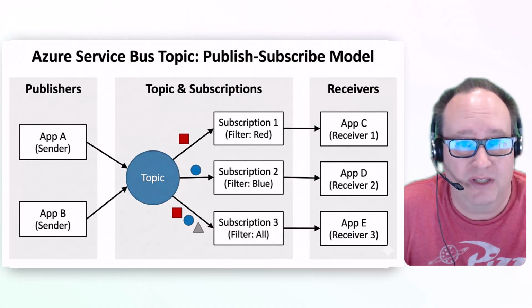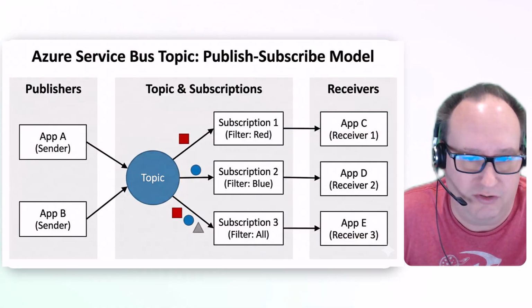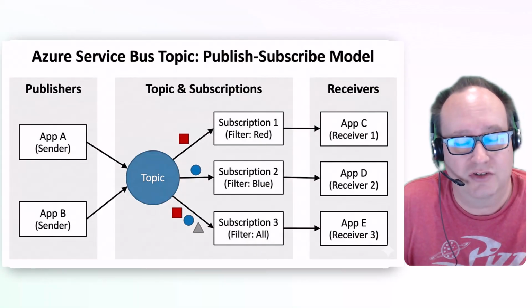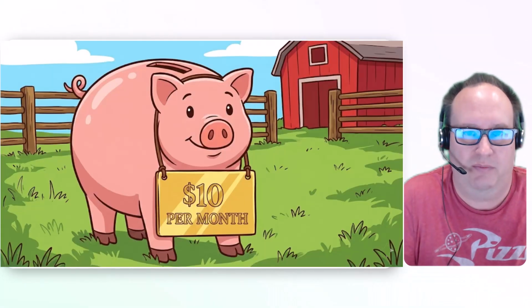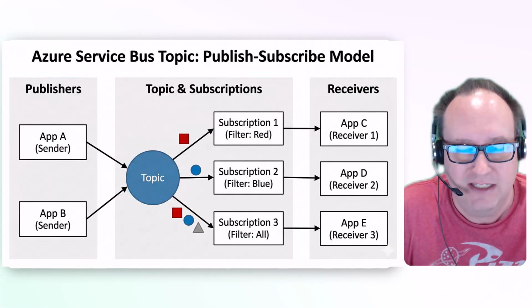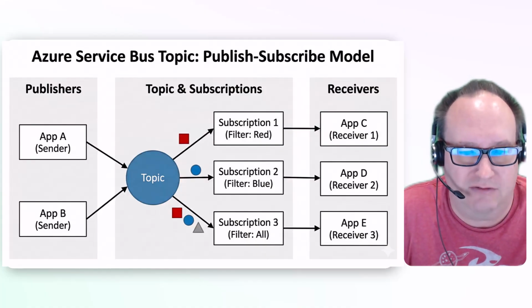Topics is available in the standard and premium tier of Service Bus. And don't get concerned, because standard costs a whopping $10 a month if you go ahead and implement the standard edition of Service Bus. Definitely one of the best values out there today.